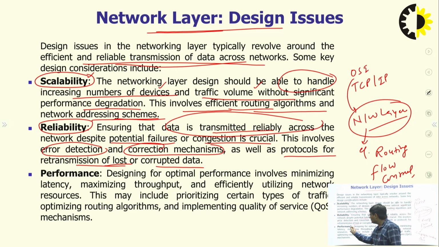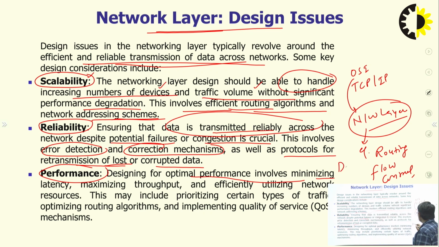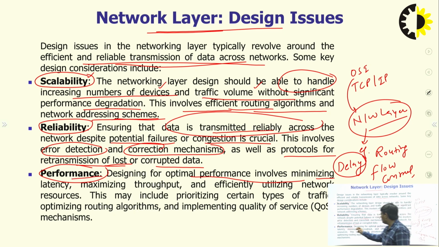The next design issue that must be taken care of is performance. Designing for optimal performance involves minimizing the latency, that is delay. Latency is also known as the delay. We know that the network should transmit the data from one place to another in real time, or there should be minimum delay or latency. So the performance of the network will be optimized when the latency is minimum, throughput or output data transfer is maximum, and it efficiently utilizes the network resources.